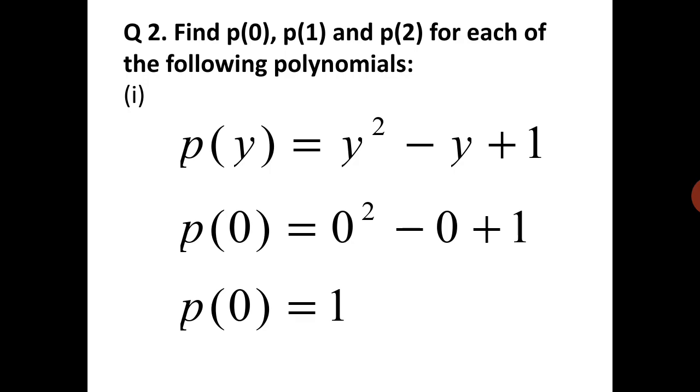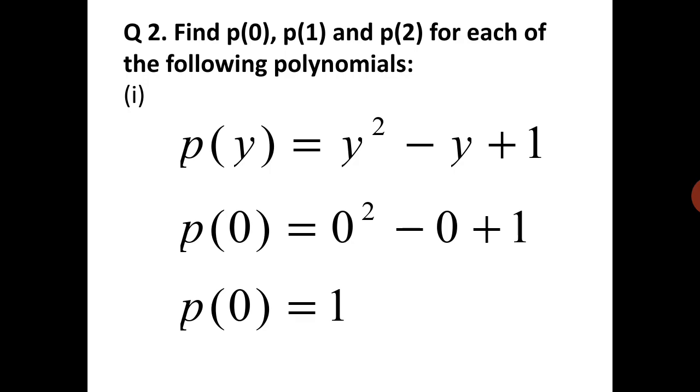Question number 2. Find P of 0, P of 1, P of 2 for each of the following polynomial. Now, in this case, the first sub-question is solved for you. The polynomial is in y. So, P of y equal to y square minus y plus 1. And we have to find out the value of the given polynomial at y equal to 0, then y equal to 1 and then y equal to 2. One by one we will be solving it. So for P of 0, we are going to substitute y as 0. So just substitute, solve, you get P of 0 equal to 1.